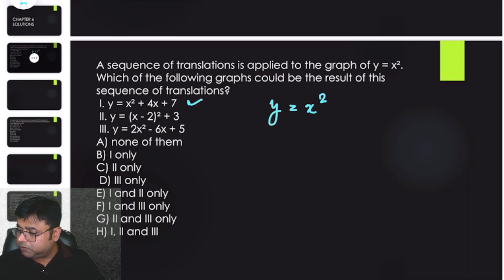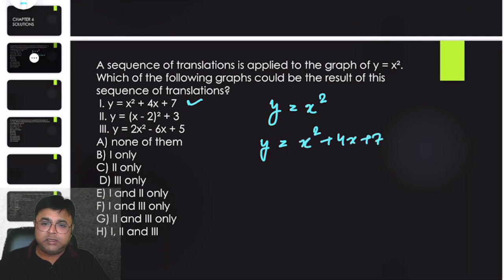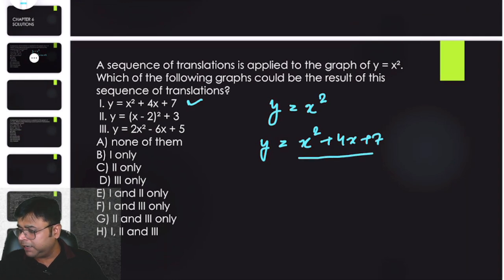Now if I look at the first one, it says y equals x squared plus 4x plus 7. Now what I have to do is make a perfect square of it. I'll show you how to do that and find out whether the translations are horizontal or vertical. I know I can make it (a plus b) whole squared or (a minus b) whole squared, which I've also covered.